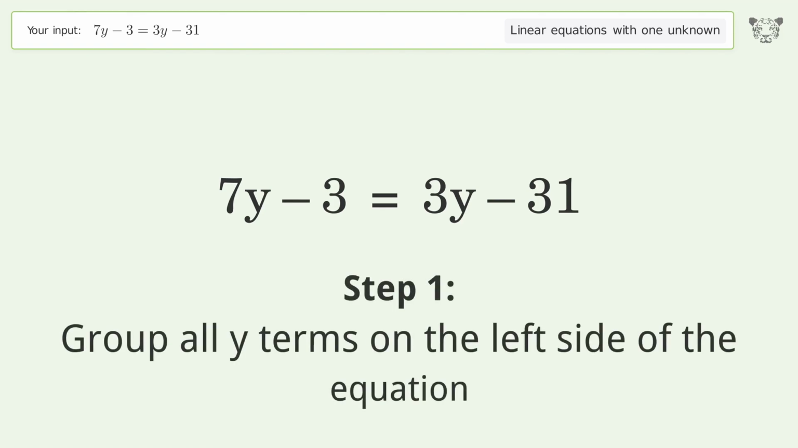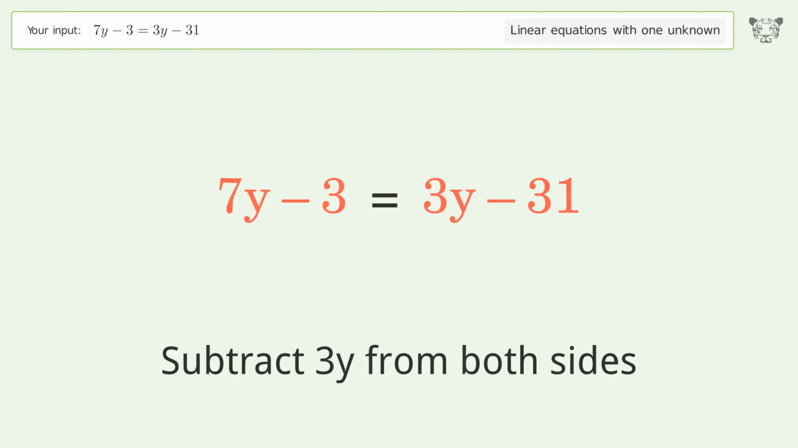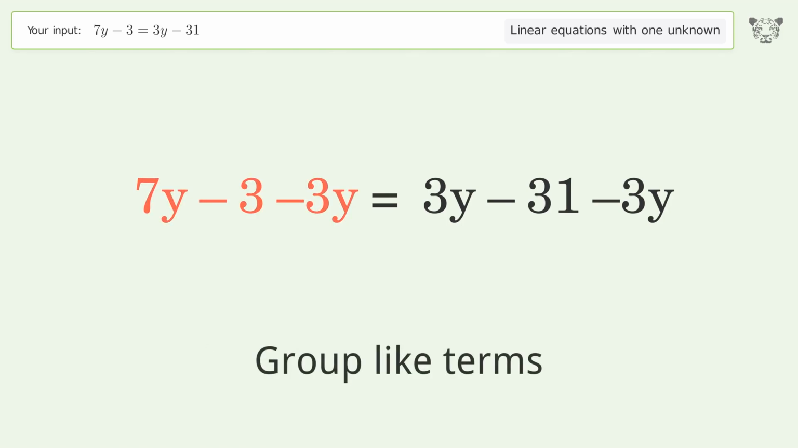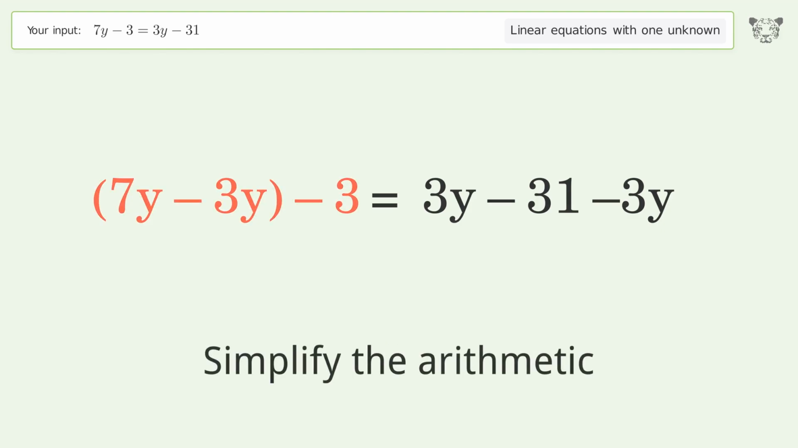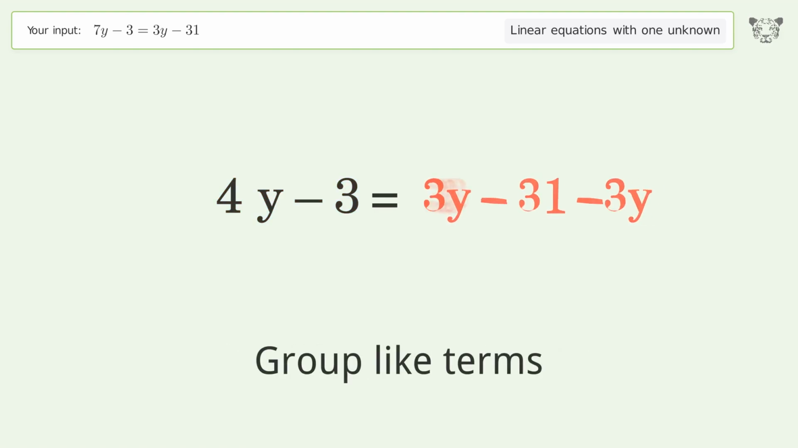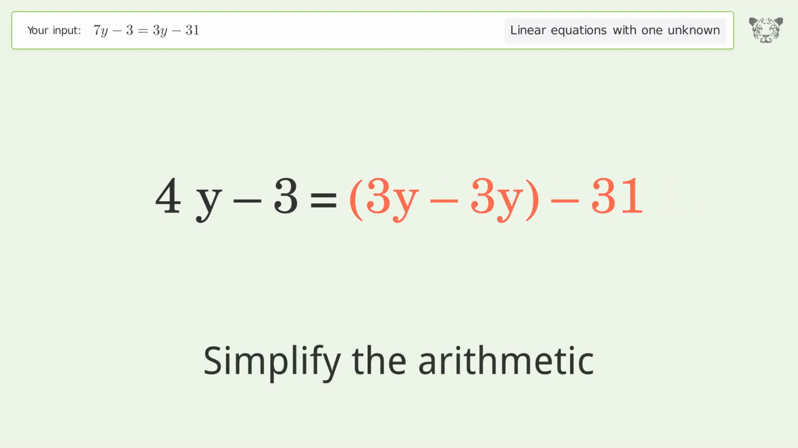Group all y terms on the left side of the equation. Subtract 3y from both sides. Group like terms. Simplify the arithmetic. Group like terms. Simplify the arithmetic.